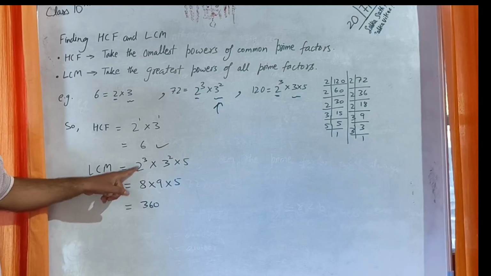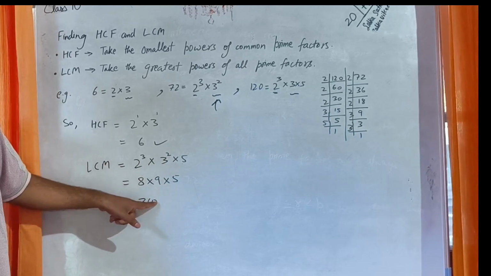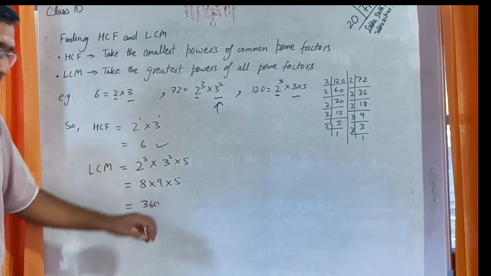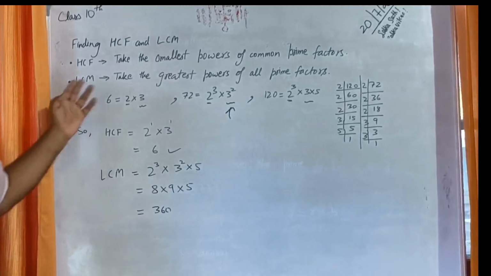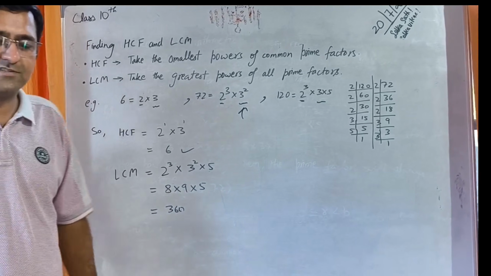So it becomes 2 cube, which is 8, 3 square, which is 9, and 5. So 8 into 9 into 5 will give us 360. So the LCM of all these three numbers is 360.